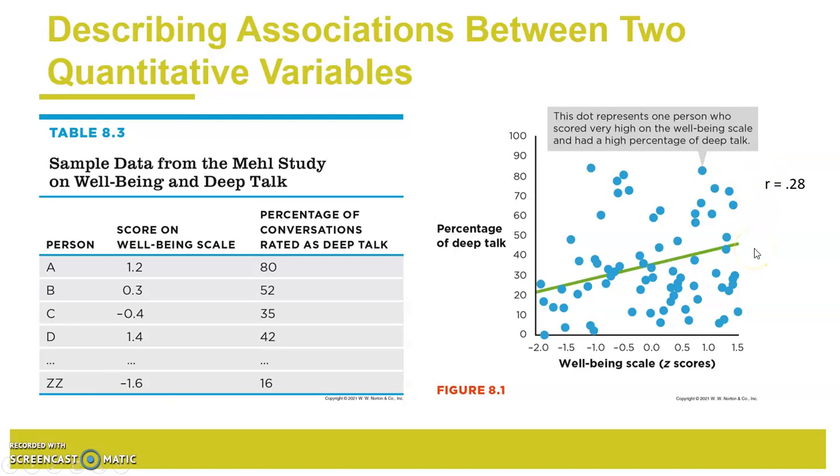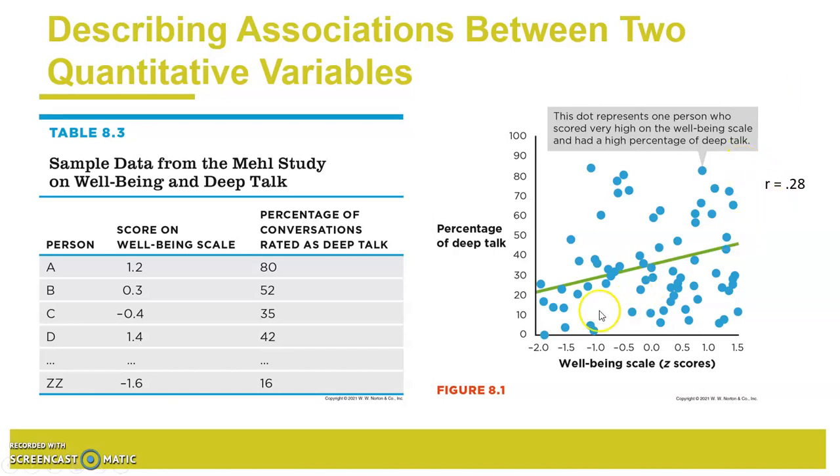Okay, so here's some data: score on well-being, and this is reported conversations rated as deep talk percentage. And this depicts the relationship between the two. You can see higher on well-being means higher percentage of deep talk, and this has an R of 0.28. So 0.28 is probably a significant correlation, and the closer a correlation gets to 1 or -1, the stronger it is.